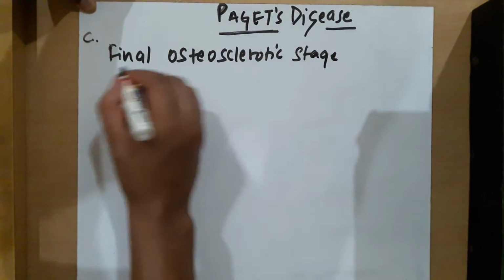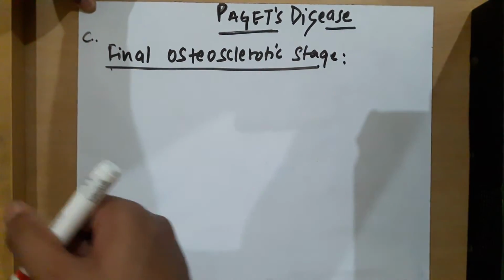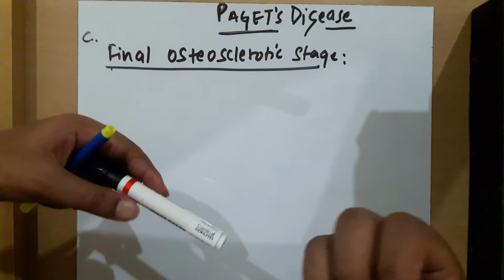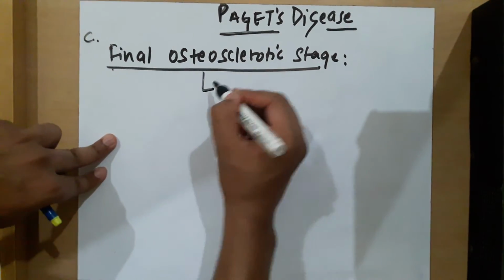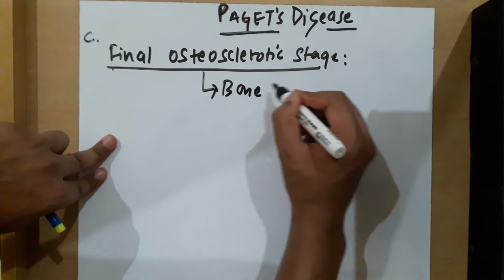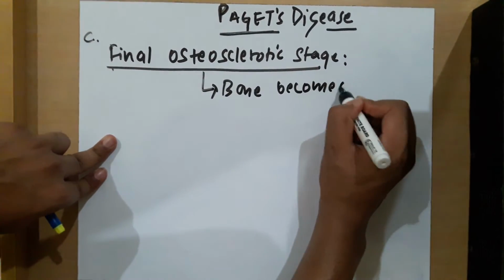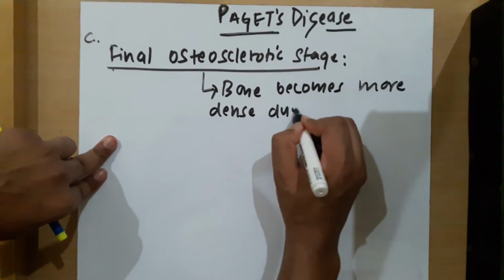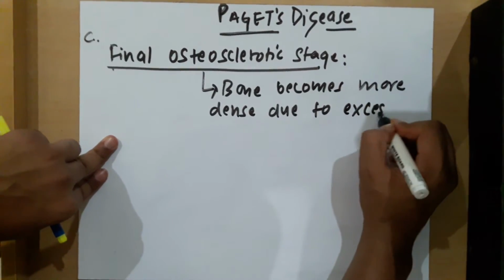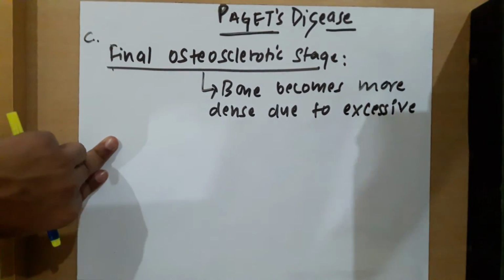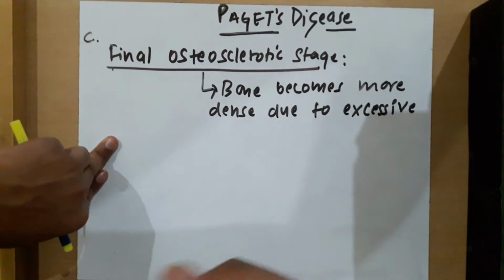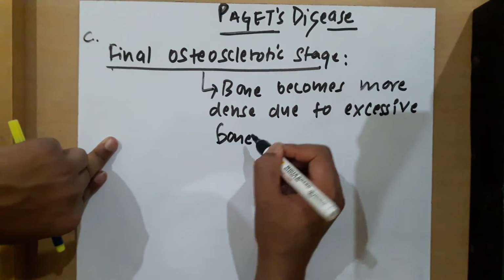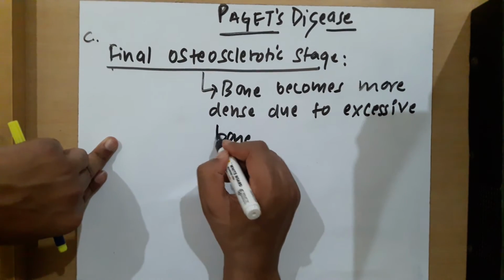In this stage, the bone becomes more dense, compact, due to excessive bone formation. So you must be thinking that it's good to have more dense bone because it will be strong, but it's not like that. The bone becomes more and more susceptible to fractures.